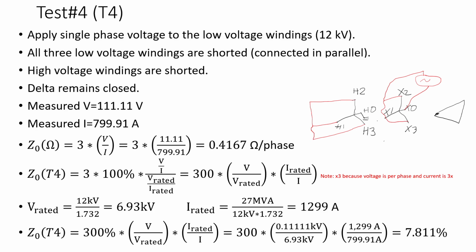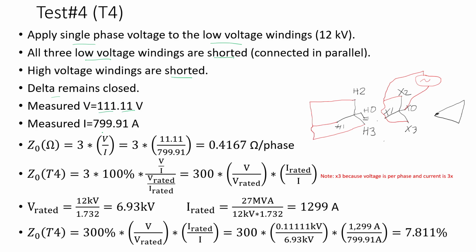Last but not least, test 4. Single phase voltage is applied to the low voltage winding. All low voltage windings are shorted. This time the high voltage windings are shorted. So you see the low voltage are shorted, then you apply single phase voltage. The high voltage this time are shorted. So red means jumpers, basically shorting the windings. So delta remains closed.